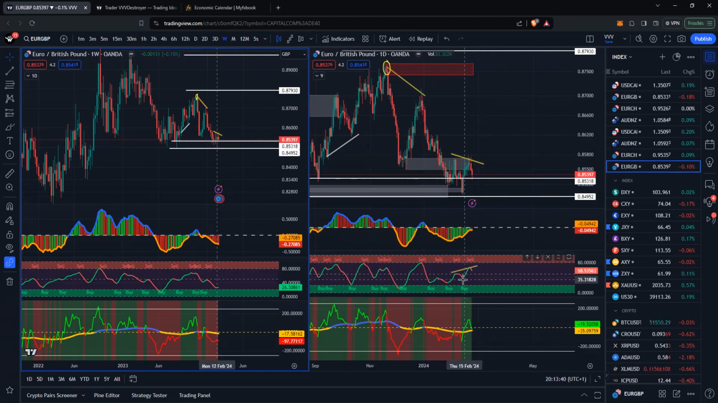There is a divergence possibility. Let's see what it does on a daily basis. It has the potential to go to the downside.